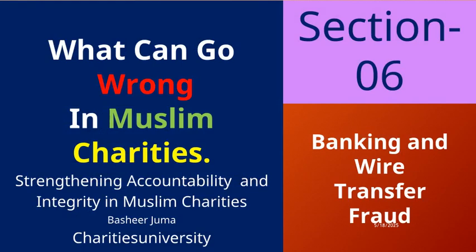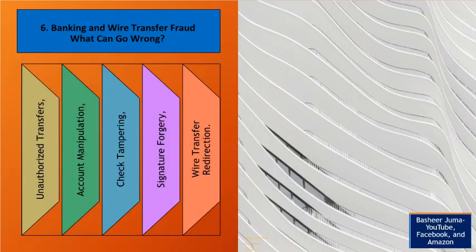Section 6: Banking and Wire Transfer Fraud. What can go wrong? Unauthorized transfers. Moving funds without proper approval. Account manipulation. Opening unauthorized accounts in the organization's name. Check tampering. Altering check amounts or payees. Signature forgery. Forging signatures on organizational checks.